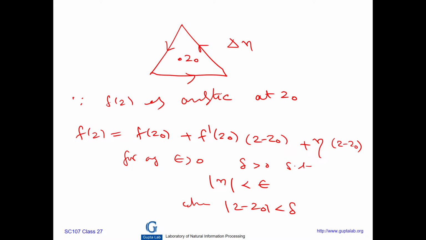Now I am going to integrate this f of z over the smaller triangle delta n. So actually now you see what could happen. When we evaluate, everything will be 0 except this term, which will remain. Okay. So why is that? Just think about it. Only this term is left when we actually compute this.